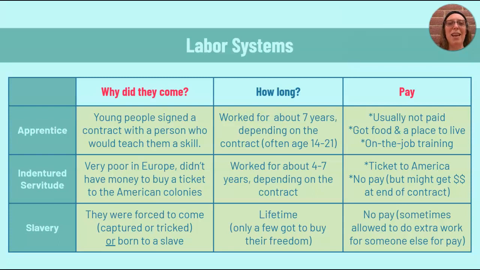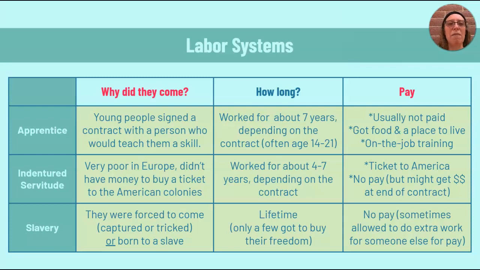So look at the chart and compare each column and then answer the following questions. You probably saw that both apprentices and indentured servants worked for around 7 years and had contracts. This means they usually made a choice that led them to become an apprentice or indentured servant. On the other hand, enslaved people had no choice and very little chance of becoming free, even if they worked for 7 times as long as the apprentice or indentured servant.